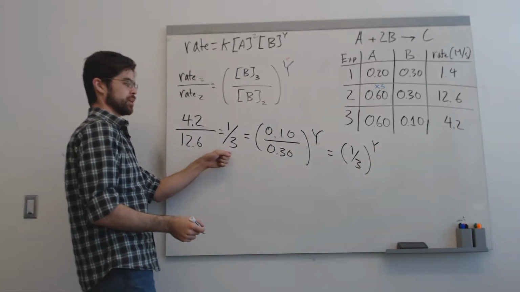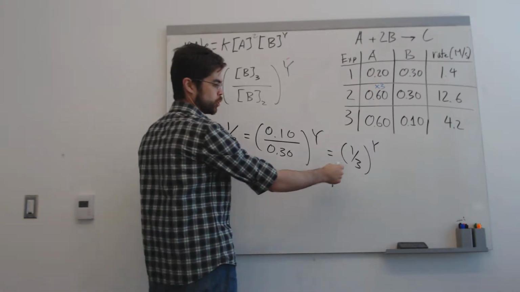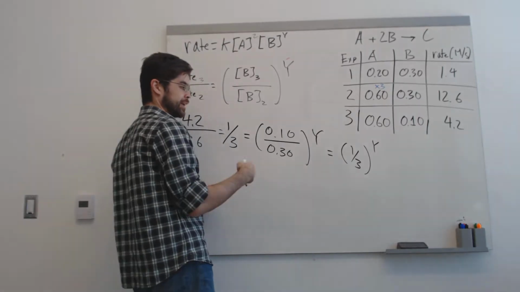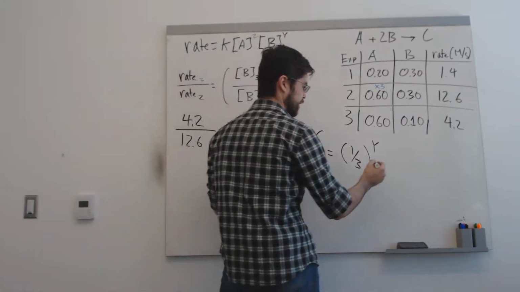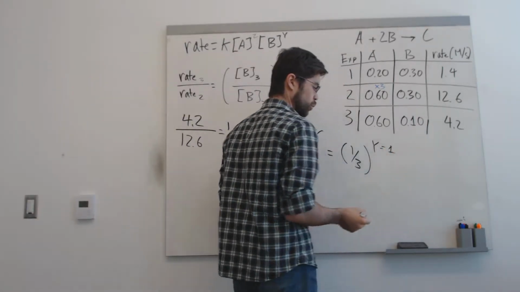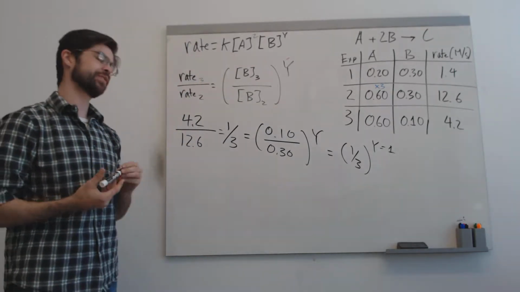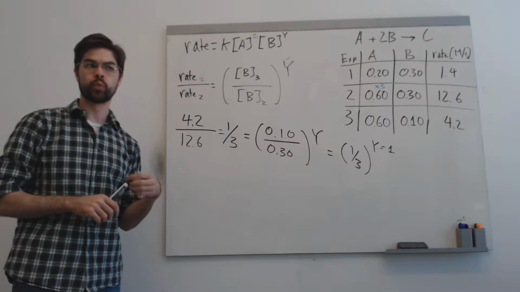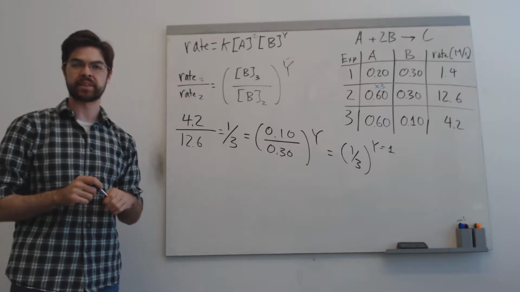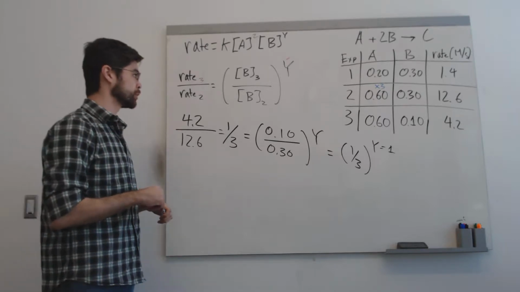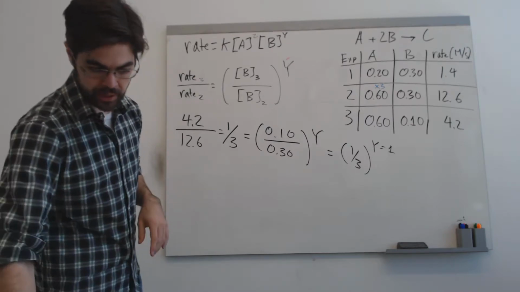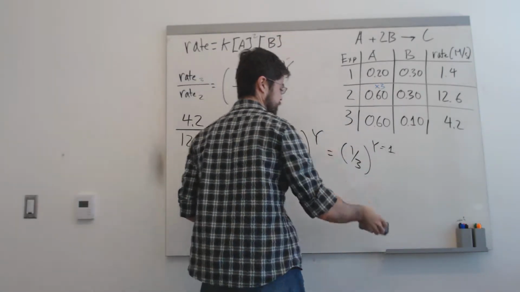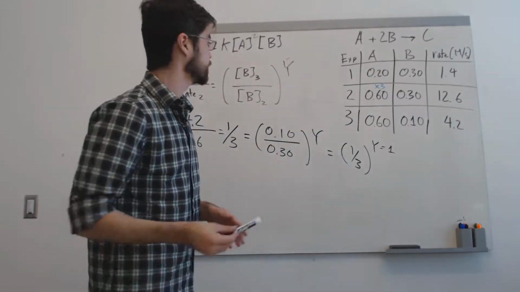And then I can assert that I have 1/3 equal to 1/3 to the y. The only value of y that will give me an equality here is if y is equal to 1. So that's a quicker application, and probably how you will end up applying the method of initial rates more frequently. So the order with respect to B is 1.